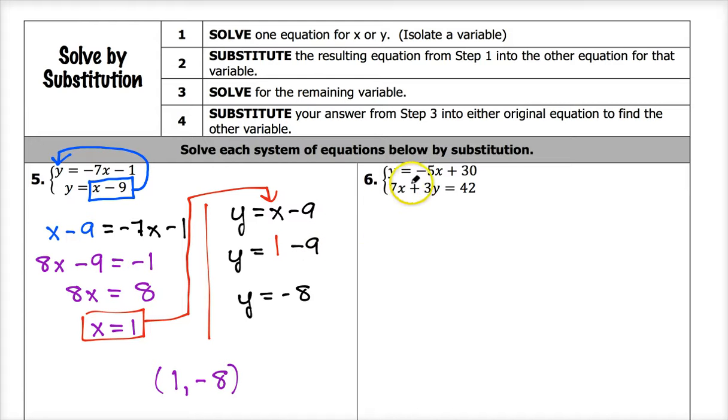Number 6, y equals -5x plus 30 and 7x plus 3y equals 42. The top equation is solved for y already, so I'm going to take what y is equal to, -5x plus 30, and I will substitute this expression in for y into my second equation. So when I rewrite my second equation, it will look like this: 7x plus 3 times the quantity, negative 5x plus 30, equals 42.